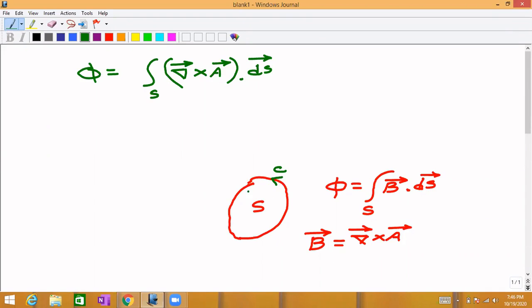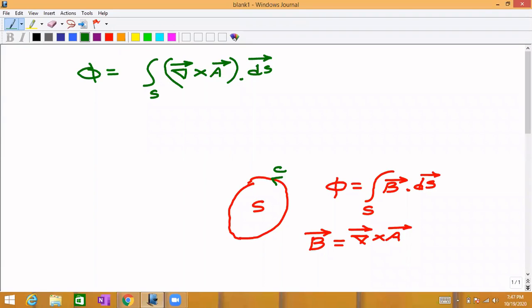The area, let us call the area S. And the line that encloses this area, which is the boundary of that surface, the length of that line is C. Right? This C is called the perimeter. Okay. Now, according to the Stokes theorem, the surface integration of the curl of a vector over a surface is equal to the line integration of that vector over the curve surrounding that surface.